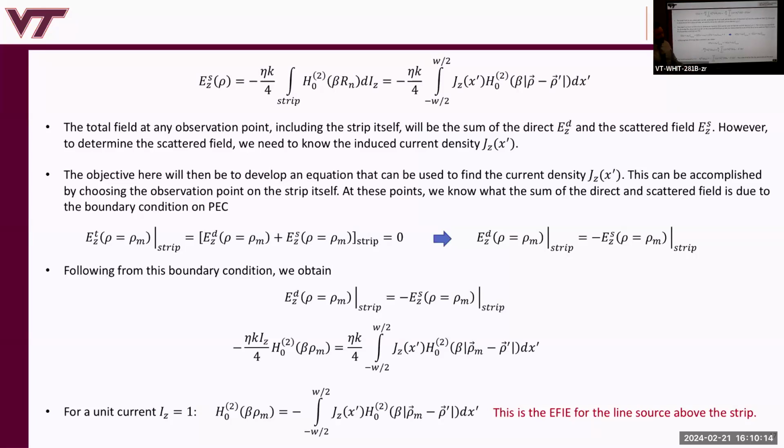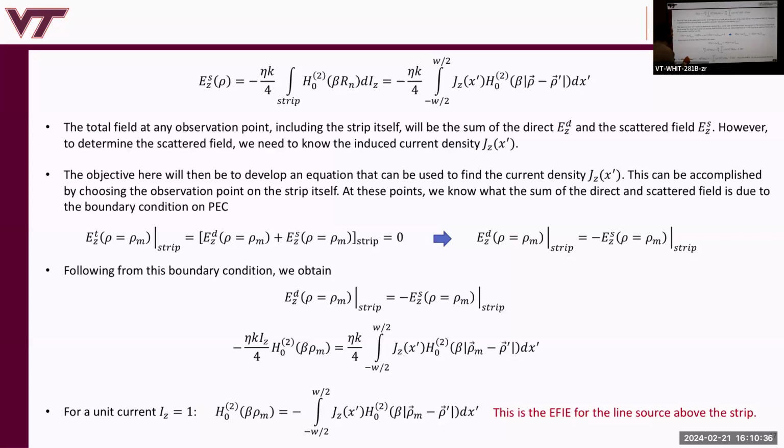And those places are where we know the boundary condition. For this problem, it's a perfect electric conductor. We know what the total field has to be on the perfect electric conductor, right? So we choose to specialize this equation to observations at points on the conductor itself, all right? So at these points, we know what the sum of the direct and scatter field is due to the boundary condition on the perfect electric conductor.